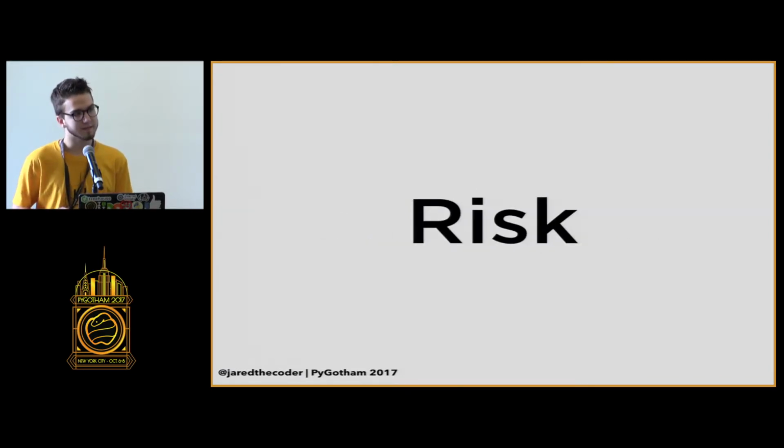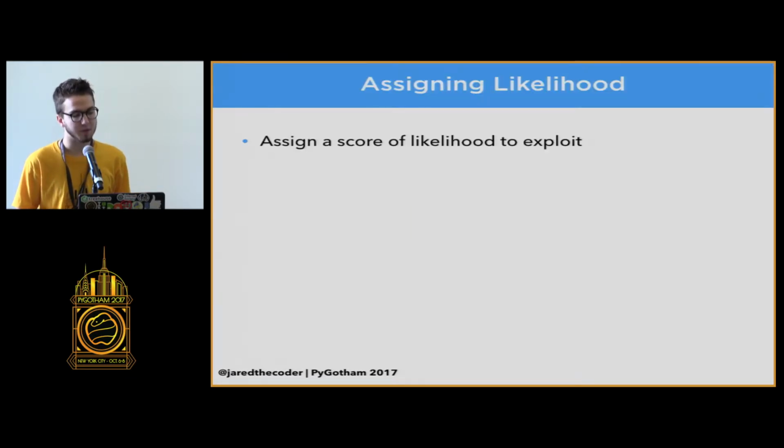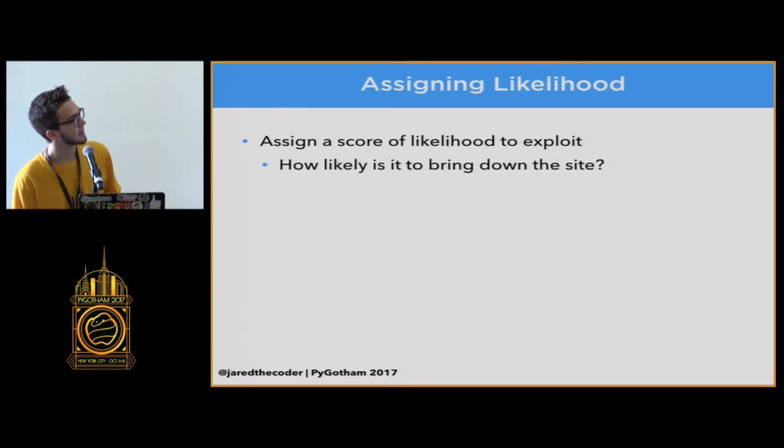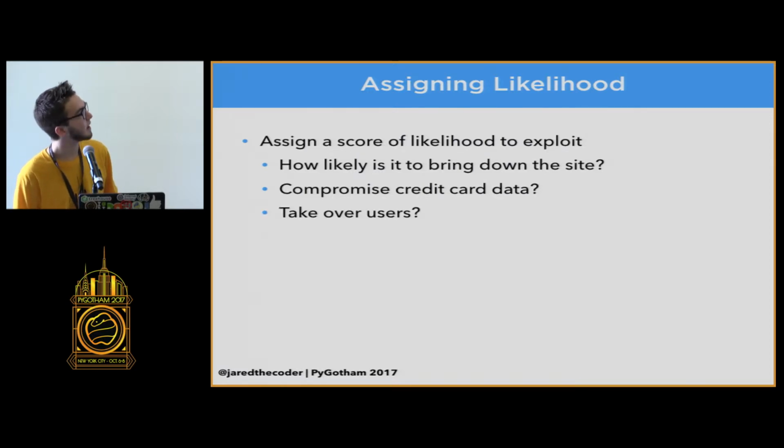So this all revolves around something called risk. And this is very, very hard to actually define. But the way we can do it is we can take two things. Likelihood: assigning a score of likelihood to exploit. How likely is it to bring down the site? Can you compromise data? Can you take over users? If you can do any of these things very easily, then it's more likely to happen.